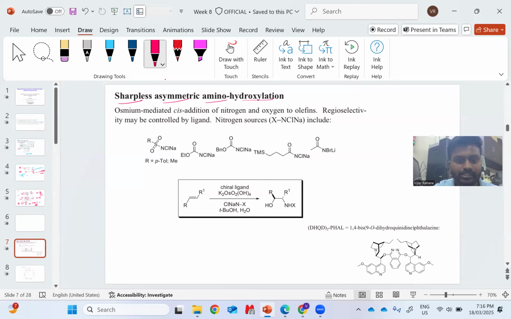In the previous case we saw we get the syn dihydroxyl compounds, but in this case what happens? The osmium mediated cis addition of the nitrogen and the oxygen to the olefin takes place in the Sharpless asymmetric amino hydroxylation. This is the first point. The second one is that the regioselectivity may be controlled by the ligand.